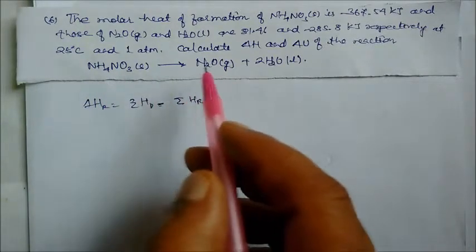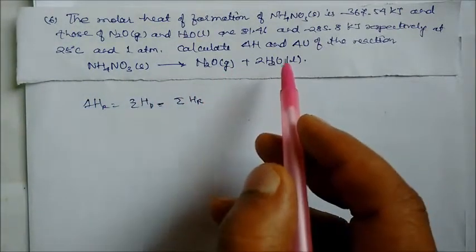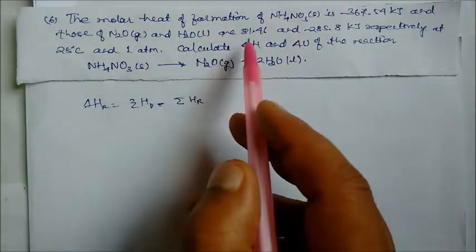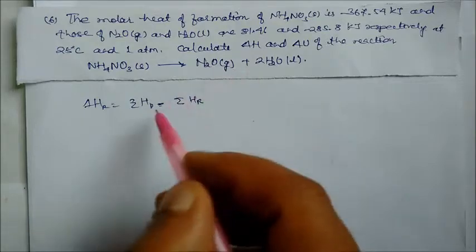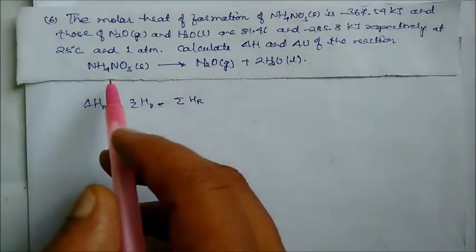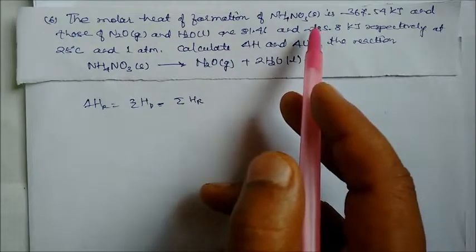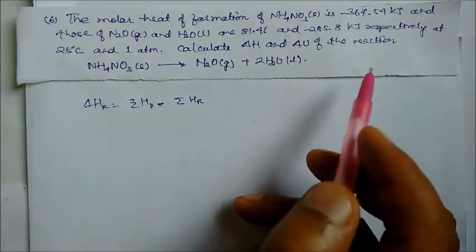Okay, so we have two values, one is liquid, they have given the value here, and for gas they have given the value. So we can take these two values, and this will be ammonium nitrate. So the molar heat of formation of ammonium nitrate they have also given here. Okay, so we can take each and every value properly.